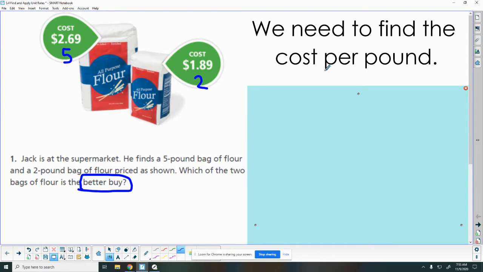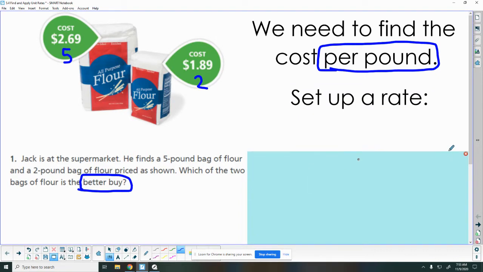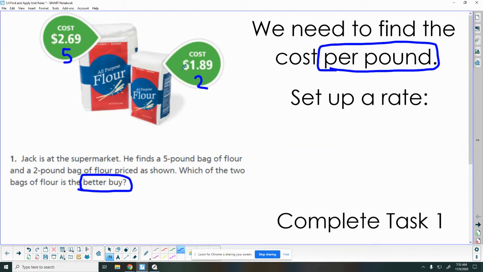And that's what I always have to remind myself. Sometimes I have set these up incorrectly and I get done, and I'm like, that just doesn't make sense. So thinking about what are we finding? I want the cost per pound. That's telling me I'm dividing by the pounds, and pounds is going to be my second number. Or if I'm setting up a fraction rate, it will be the number on the bottom. So let's go ahead and set up these rates.